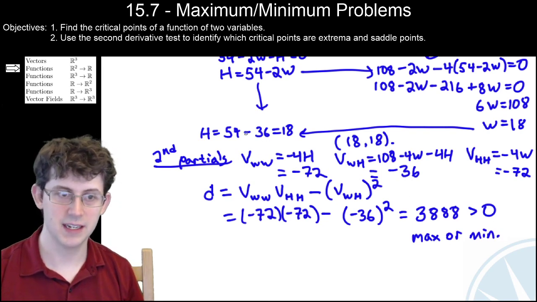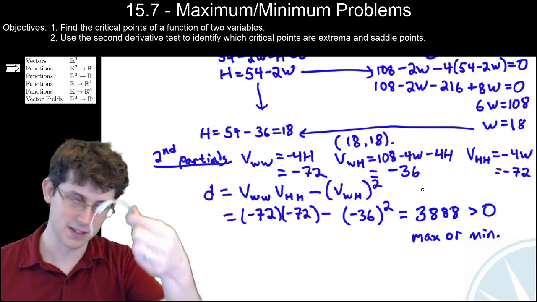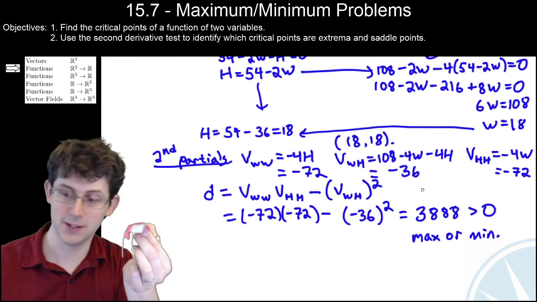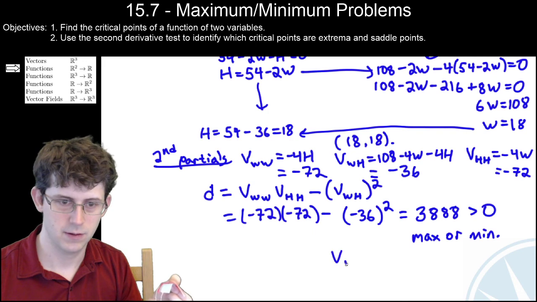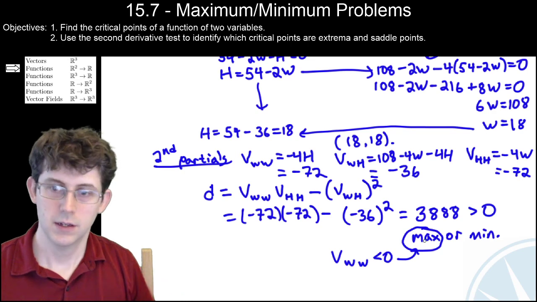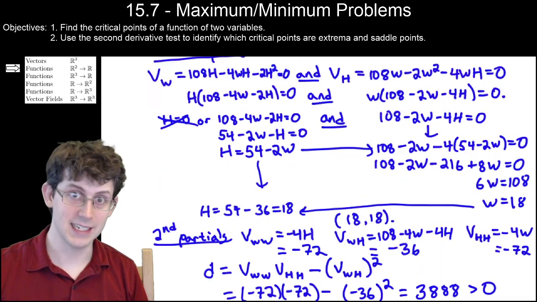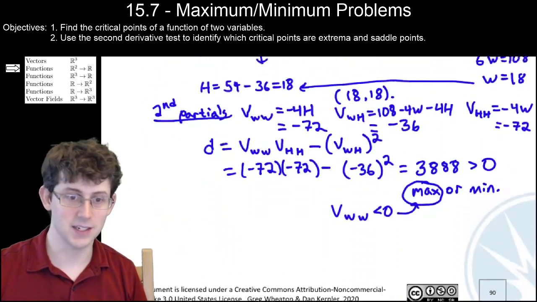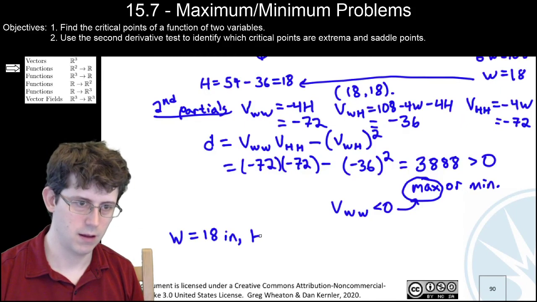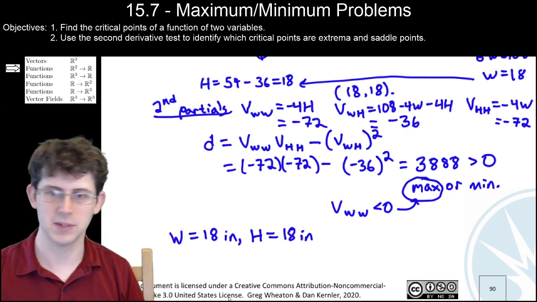Then, since both Vww and Vhh are negative, my picture in my mind is that a negative second derivative is something that's concave down. So both directions are concave down, which means this is a maximum value. So we did it. We found the best possible box to ship through USPS. It has a width of 18 inches and a height of 18 inches. This is the largest volume box you can ship through USPS.